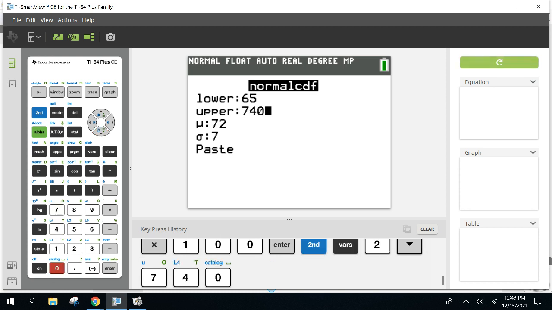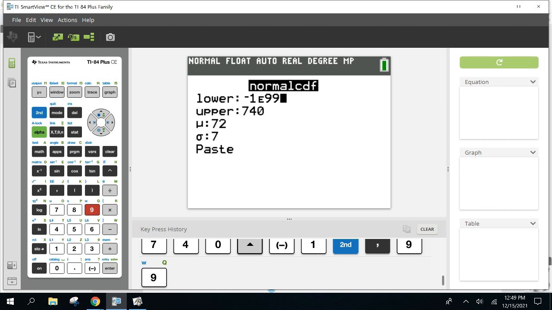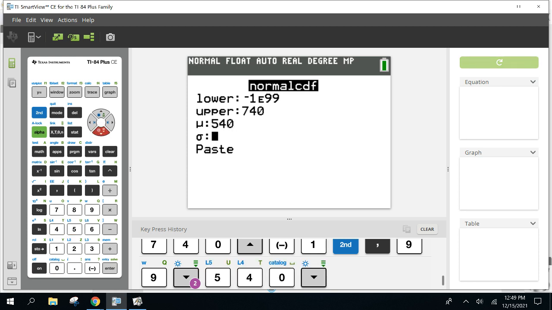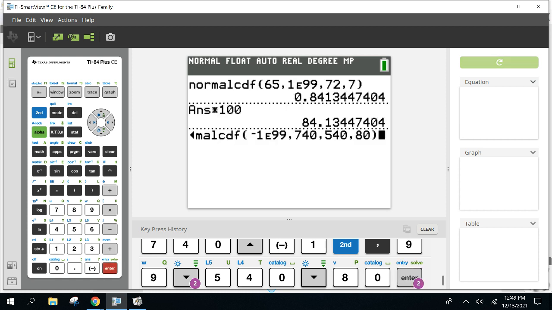740. Now my lower, I know it works with 0 and you can't get a negative score on the SAT. I hope not anyway. But I'm still going to have everyone still put in the smallest number the calculator will recognize. All right. Now instead of 1E99, negative 1E99. So negative 1 followed by 99 zeros. What was my mean on this SAT part? 540, right? With the standard deviation of 80. Boom. That's what I show for my work right here.